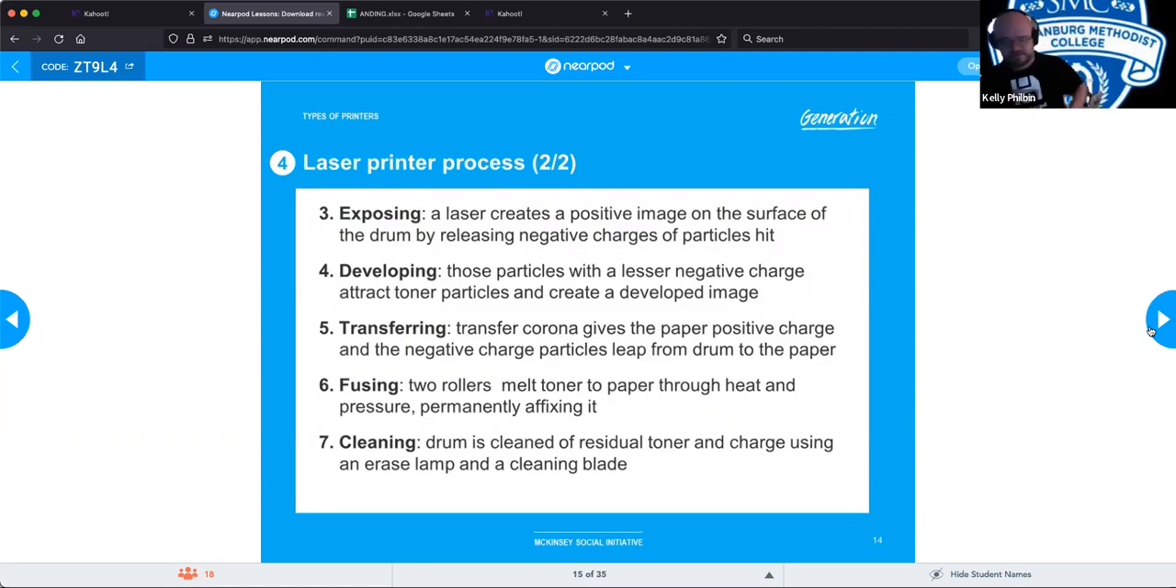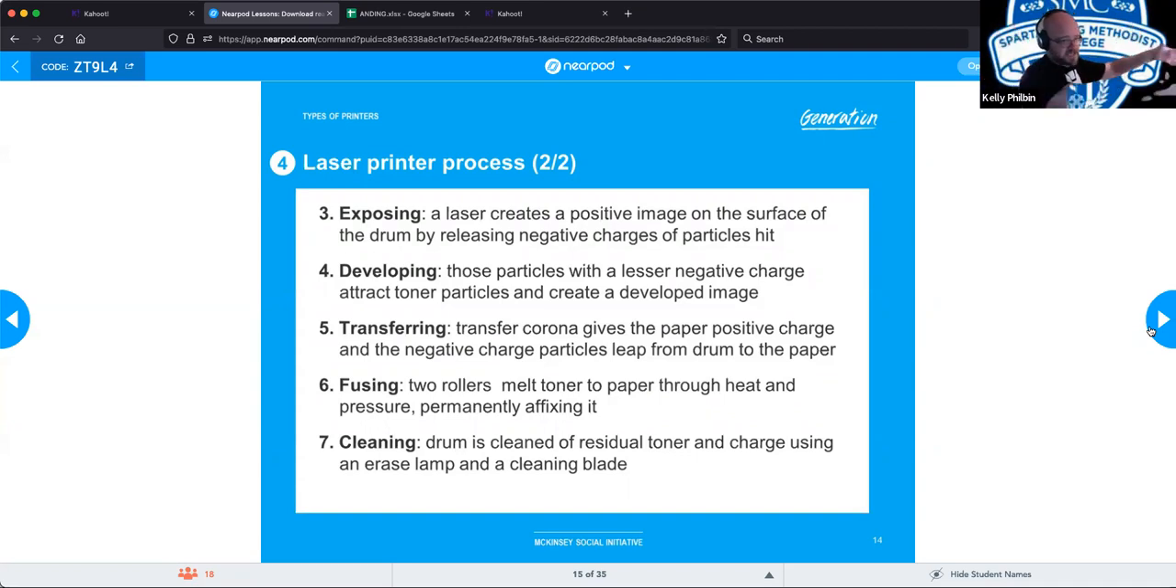Yes, Stephen. So in step three, exposing is when it actually starts printing onto the paper? No, we haven't gotten to the paper yet. This is the drum, the photosensitive drum. First we erase the drum, then we use that primary corona to create a universal negative charge on that drum. And now we're using the laser to etch the image onto the drum itself. So the paper hasn't even come into play yet.